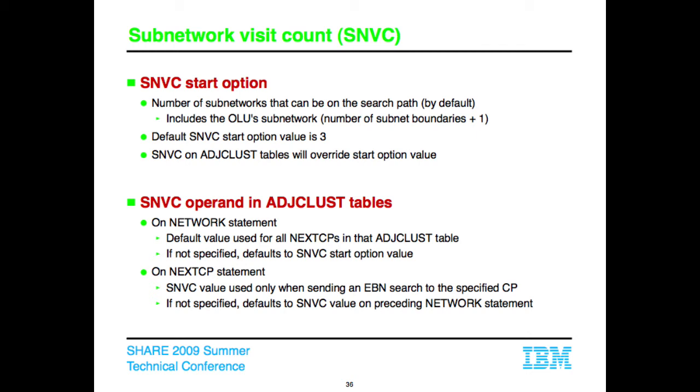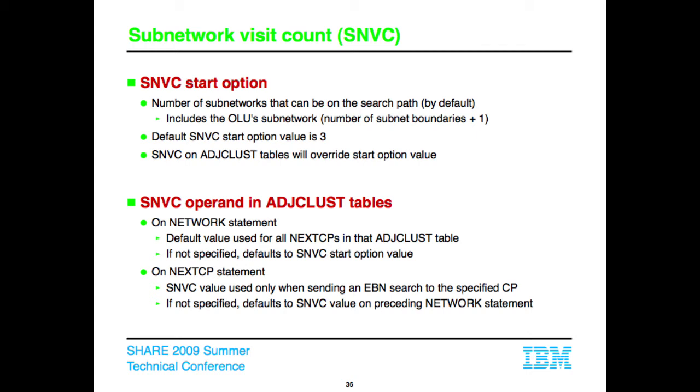So a subnet visit count of 3, which happens to be the default value, basically means that net C can send it across to net A, and net A can send it across to net B, but it can't go any further. That's 3 subnetworks, C, A, and B, right? 2 boundary crossings, but 3 subnetworks.